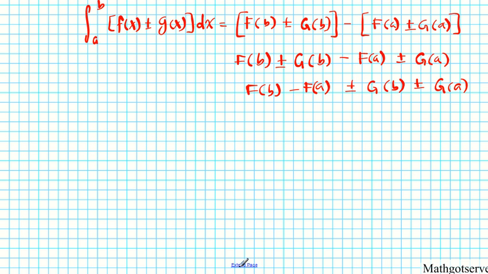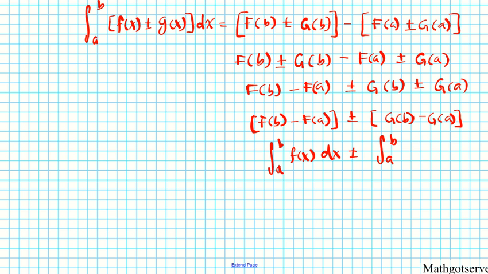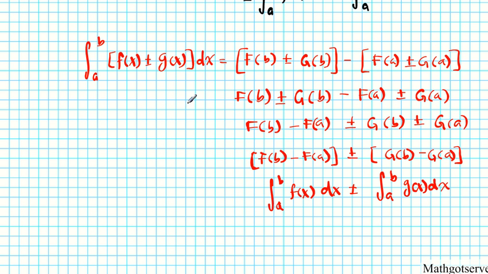All right, and then we can just combine these two in the following setting. We can write this as the antiderivative of b minus the antiderivative of a, and then plus or minus the antiderivative of b for the g component minus the antiderivative of a. Okay, and then this is basically the antiderivative from a to b of f of x dx plus or minus the antiderivative from a to b of g of x dx. Okay, so there you see it. So just remember, when you're adding or subtracting, you can always distribute this integral into both of them.